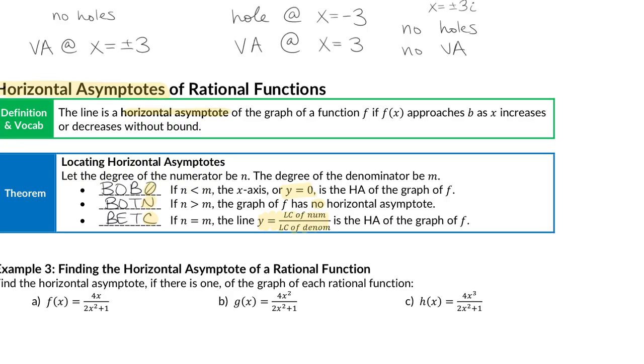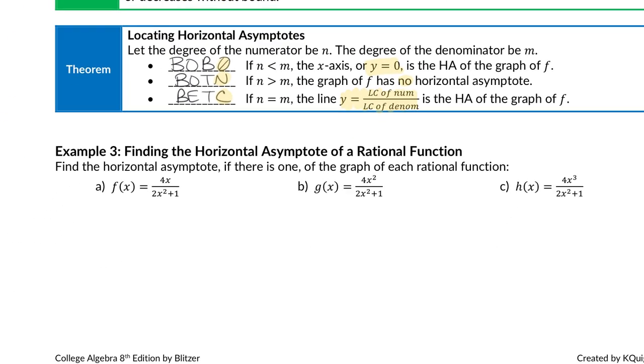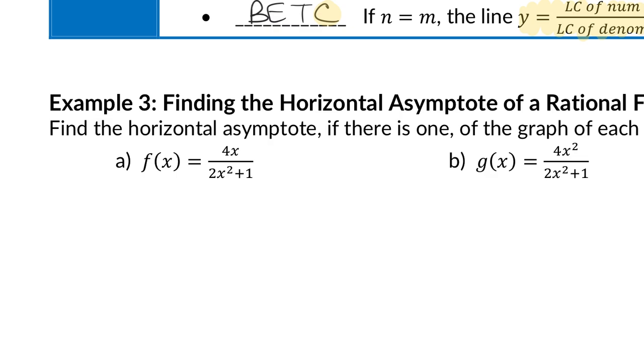So finding the horizontal asymptote is actually pretty easy if you know my 3 acronyms, BOBO, BOT, and Betsy. Anytime you're talking about end behavior or horizontal asymptotes, BOBO, BOT, and Betsy. Okay, let's see them in practice. We're going to find the horizontal asymptotes if there is one.